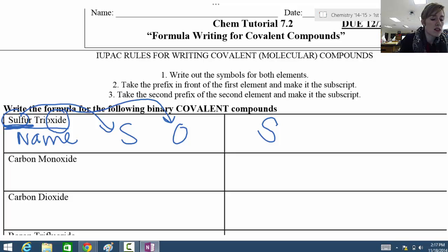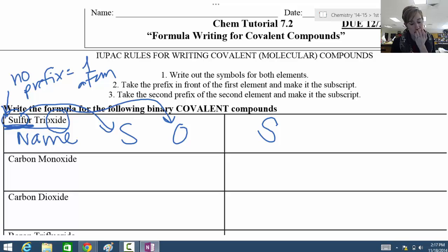Since there's nothing in front of sulfur, it's just the word sulfur, I know I only have 1 atom of sulfur. If I had 2 atoms of sulfur, I would see a prefix in front of the word sulfur, like disulfur or trisulfur. But since there's no prefix, I only have 1 atom. Trioxide means I have oxygen right next, and the tri part stands for the number 3. So I put a little 3 next to the O, meaning that I have 3 oxygens.